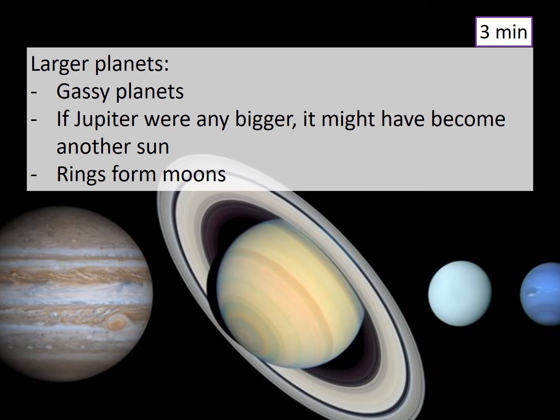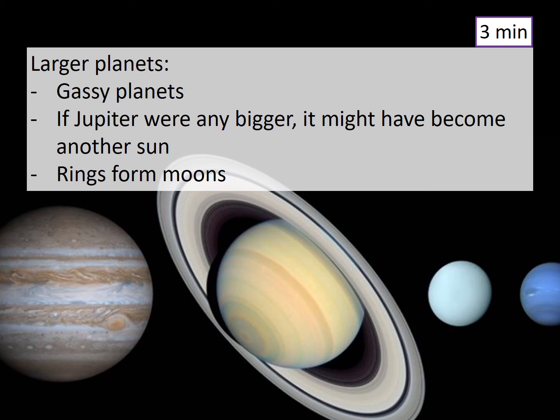Now the larger planets are gas planets. And they are a lot larger than the smaller planets that we just saw on the other side. In fact, if Jupiter were any bigger, it might have become another sun in our solar system. So that's how big Jupiter is.